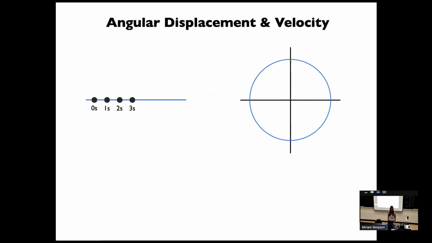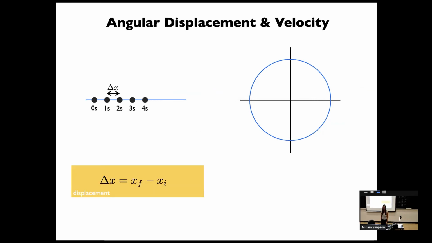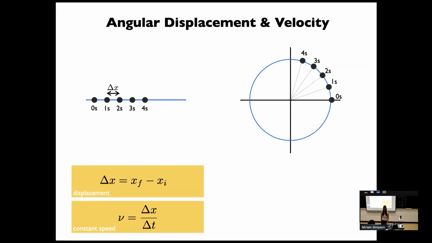If we talk about motion along a straight line, the distance between 2 points is our displacement, that's delta x. Remember, delta x is x final minus x initial. If you want the average velocity, or if it's a constant speed, you can do the change in position, displacement, over change in time. If we're moving in a circle, we get something that looks like this, but instead of delta x, we're calculating delta theta. A more direct translation of this would actually be the arc length, which is delta s.